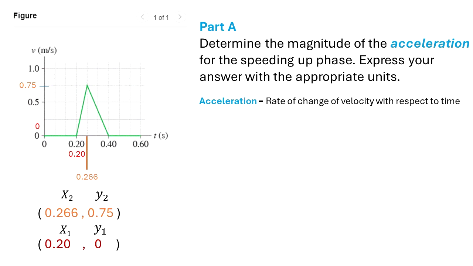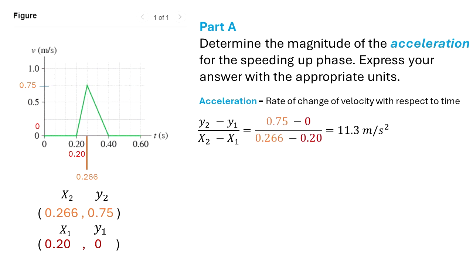The first step is to determine two points in the graph that we could use to find the slope. For example, the first point, x1 = 0.20, y1 = 0, or the point x2 = 0.266, y2 = 0.75. We see that by having two points, we can determine the slope of this graph, that's a line. We know that (y2 minus y1) over (x2 minus x1) is equal to the slope of this graph. This is applying the concept of rise over run for the slope of the line.